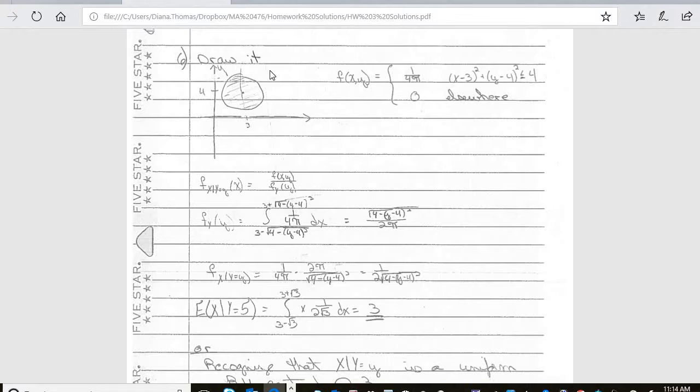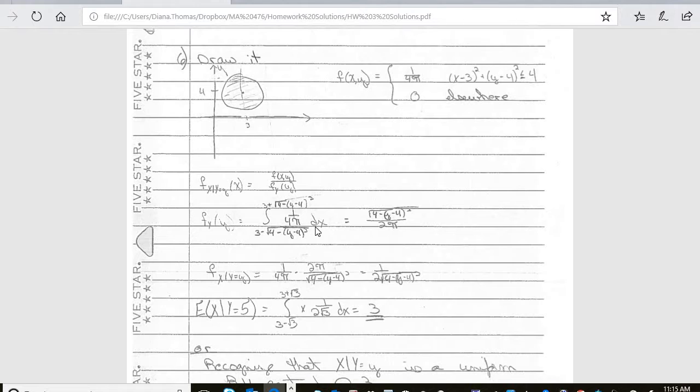So the area of this, it's 1 over the area of this region. The radius is 2, and it's a circle. And so the area of the circle is pi r squared, so it would be pi times 4. And so that's where you get the 4 pi on the bottom. So that's where your function comes in.